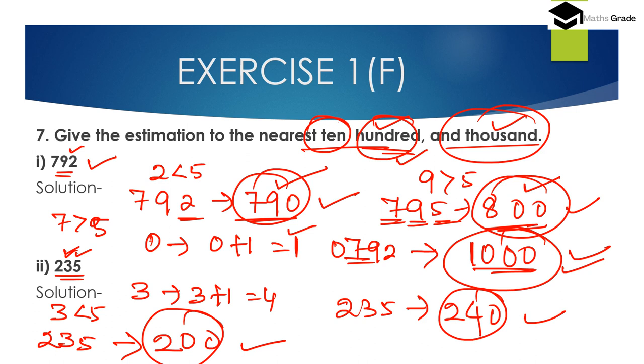Now 235 rounded off to the nearest 100 is 200, and now we have to round off this number 235 to the nearest 1000. Here the hundreds place value digit is 2, which is less than 5, so don't add 1 to the thousands place value digit. 235 rounded off to the nearest 1000 will be 0. So 235 rounded off to the nearest 10 is 240, 235 rounded off to the nearest 100 is 200, and 235 rounded off to the nearest 1000 is 0.